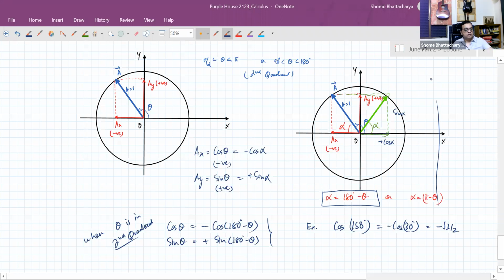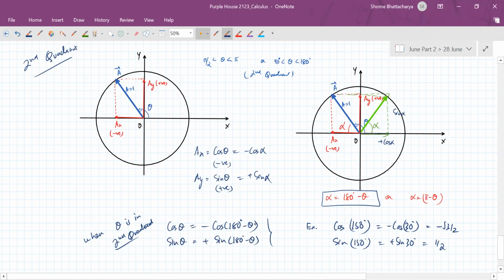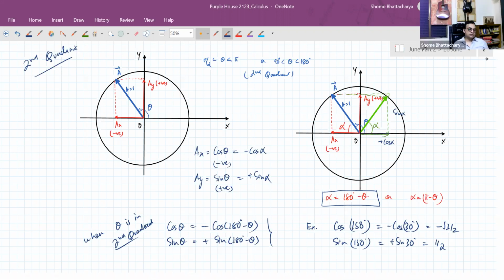But sine of 150 degrees is positive of sine 30. So that's half. Okay. So this is how it works in the second quadrant. And we will draw the graph also further of sine and cos, and further we'll understand this.